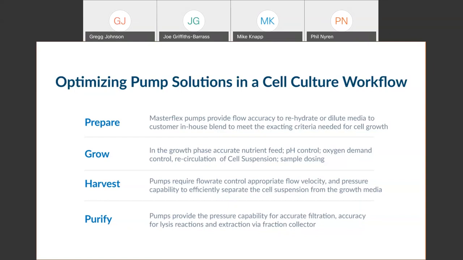And then when harvesting, centrifuges and filters require pumps with flow rate control, with the appropriate flow velocity and the appropriate pressure capability to efficiently separate the cell suspension from the growth media. And finally, during purification, pumps provide the pressure capability required for accurate filtration and the accuracy needed for lysis reactions and extraction via chromatography and via fraction collection.